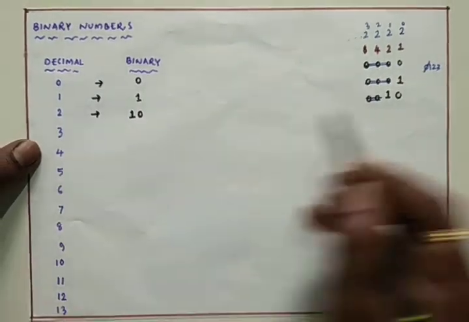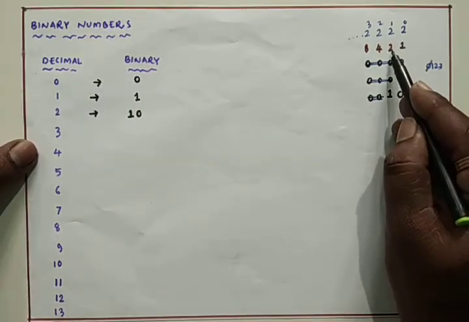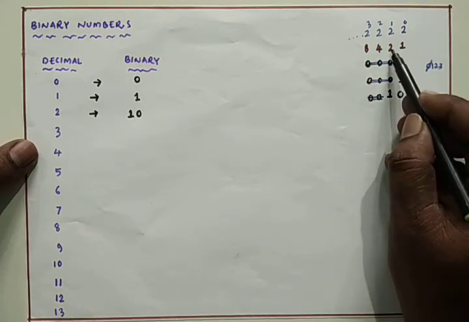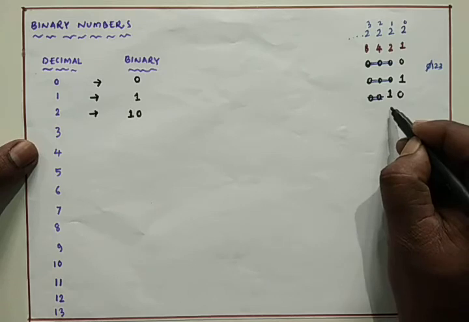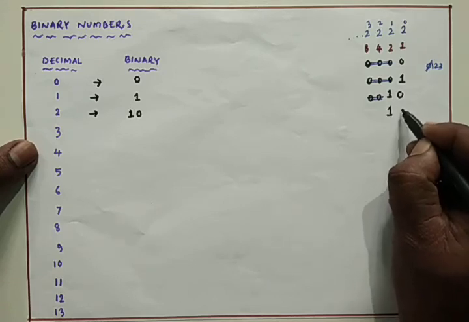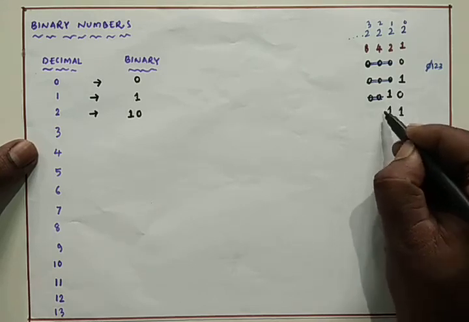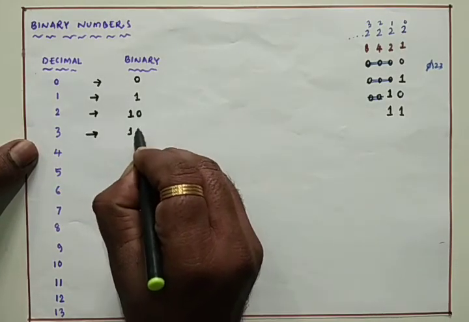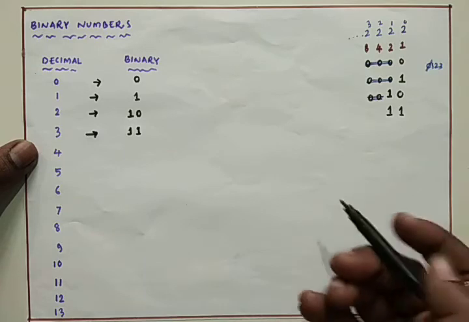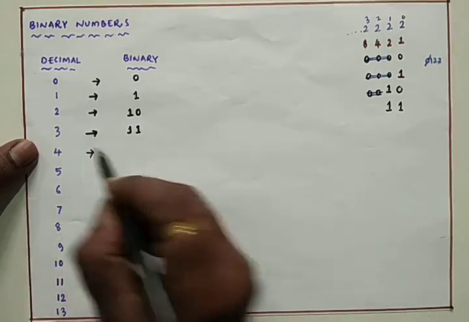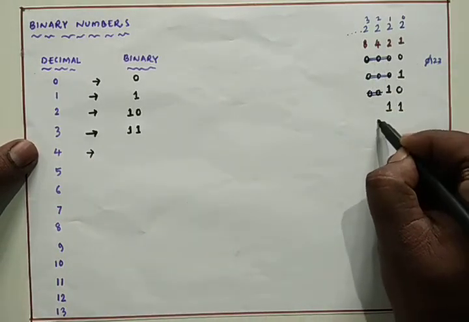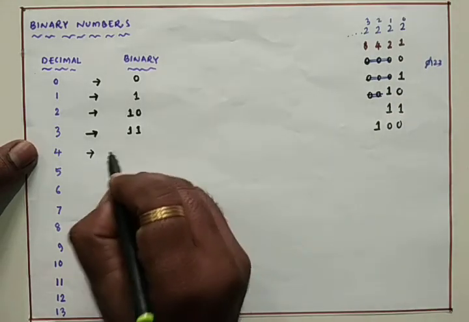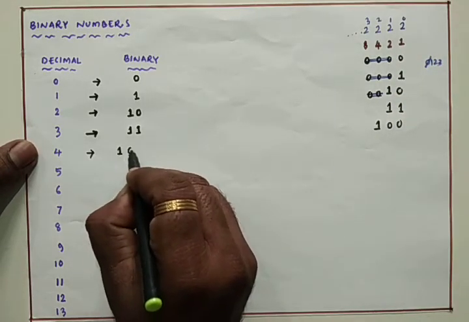Then go with the 3 now. We require to have the 3. So this is 8, this is 4, this is 2, and this is 1. By adding 2 plus 1 I can have the 3. So I require the 2 and the 1, and I don't make use of the rest, so 3 can be written as 1 1. Coming to the 4, 4 means here this is 1, and these two are 0. So it will be 1 0 0.